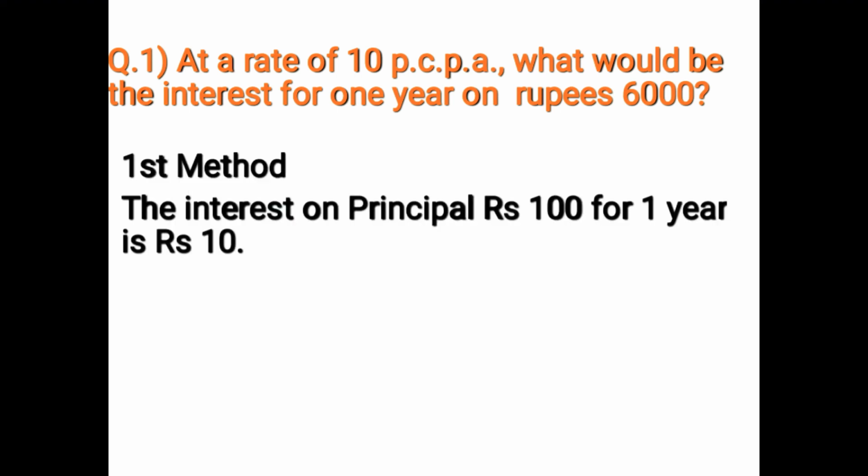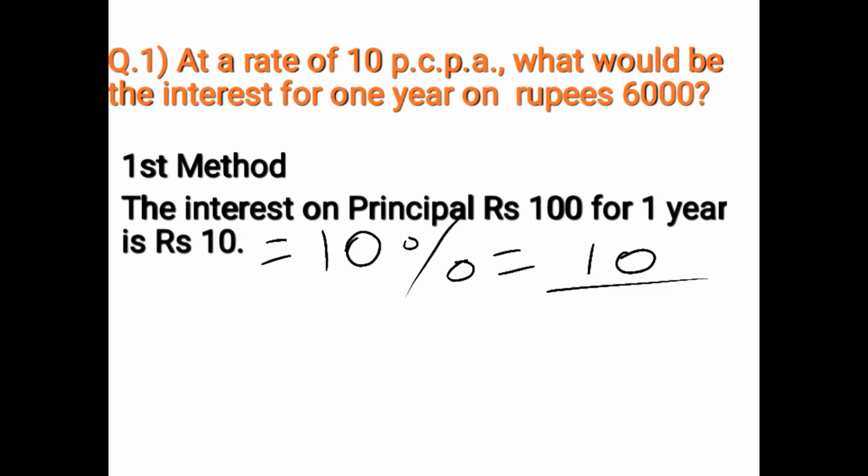The interest on principal rupees 100 for 1 year is rupees 10. Just now I told you what the rate of interest given means, that is the meaning. The interest on principal rupees 100 for 1 year is rupees 10, or 10%, is equal to 10 upon 100. For 1 year you will get rupees 10 interest, or 10% interest you will get.